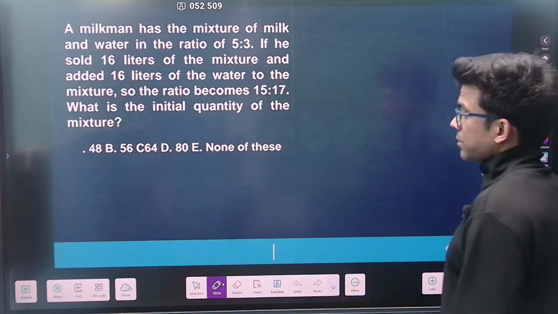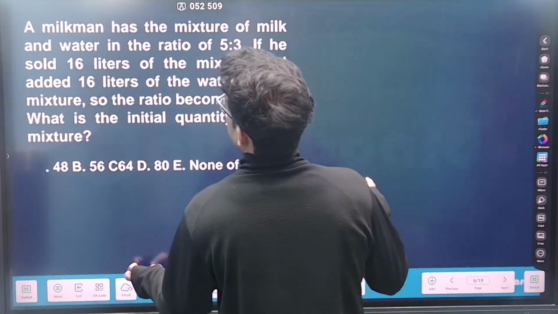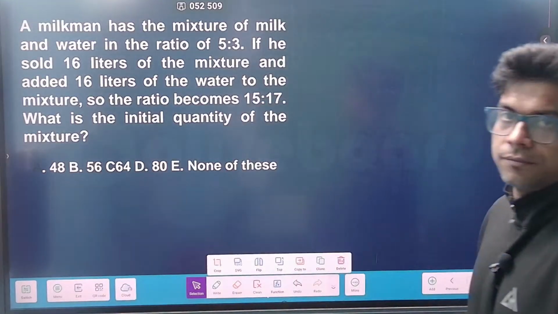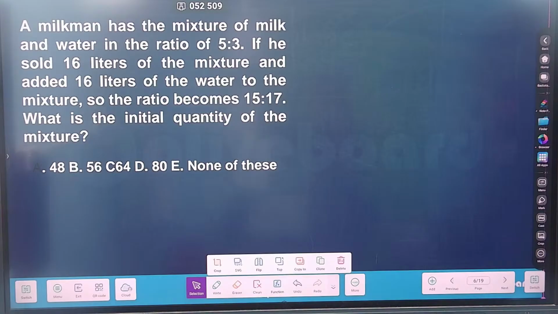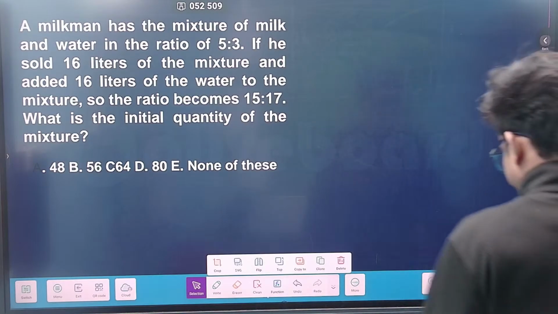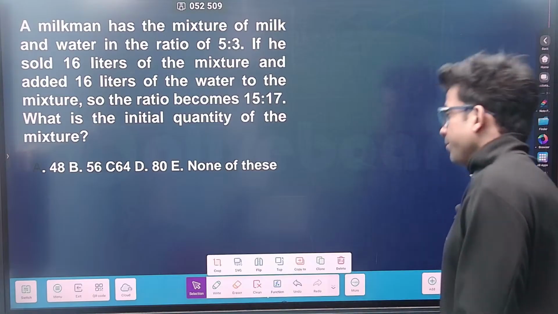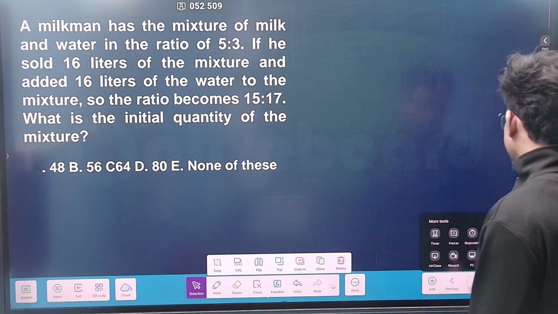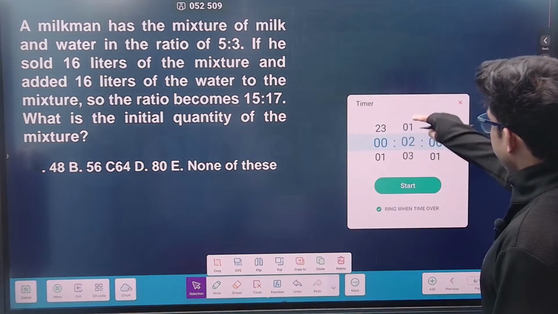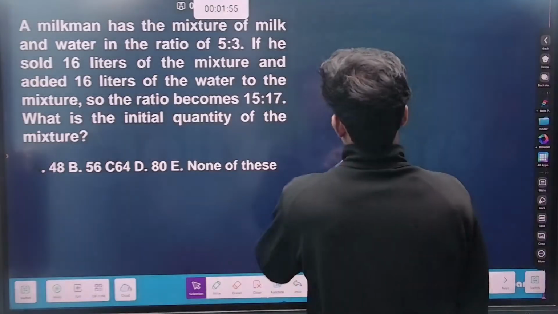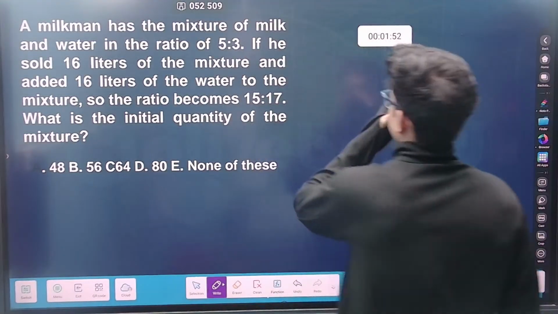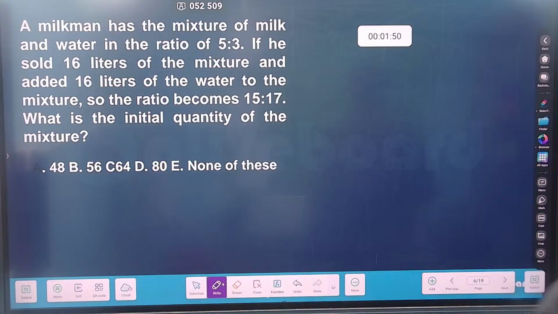Next one. Okay, solve this question now. Okay, Mahi, can you please solve? Let me give you the timer. Two minutes of time. Two minutes I have given. Solve it properly.